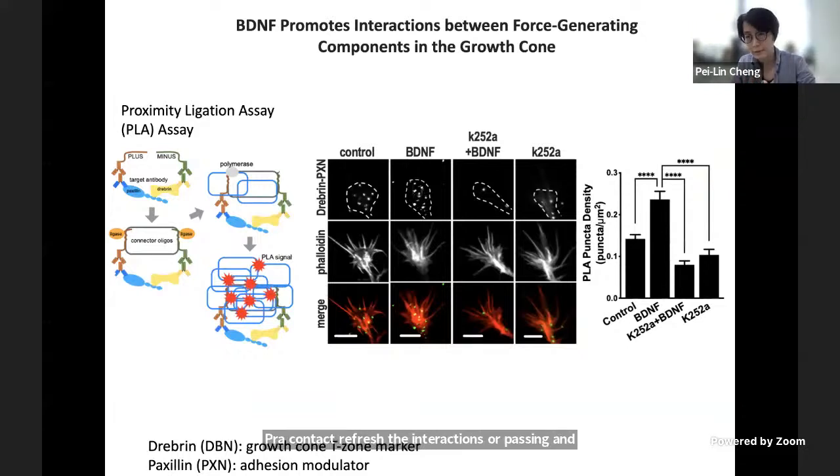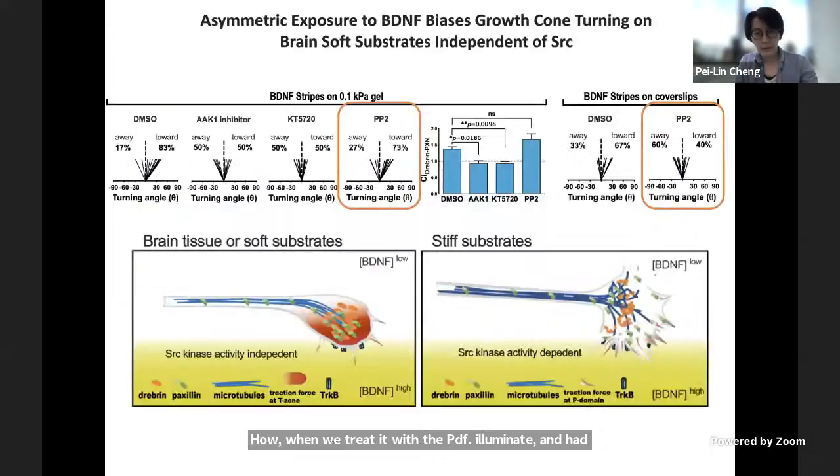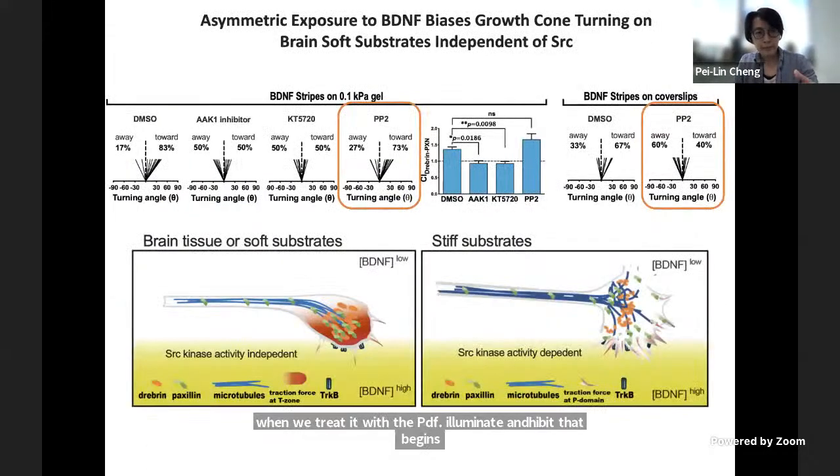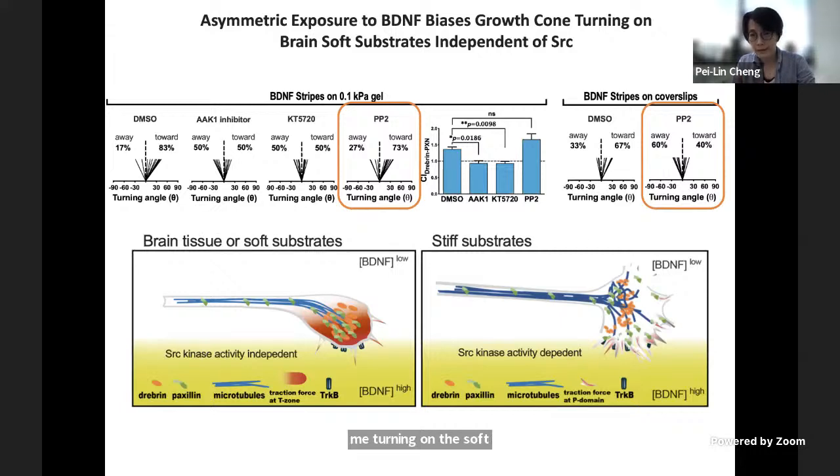So without the application of BDNF, here you can see that there are PLA signals in the growth cone, and the contact density can further be enhanced when we treat it with BDNF and eliminated when we inhibit the BDNF signaling. This is also true for the BDNF-induced growth cone turning on the soft gel, which is again independent from the Src signaling.